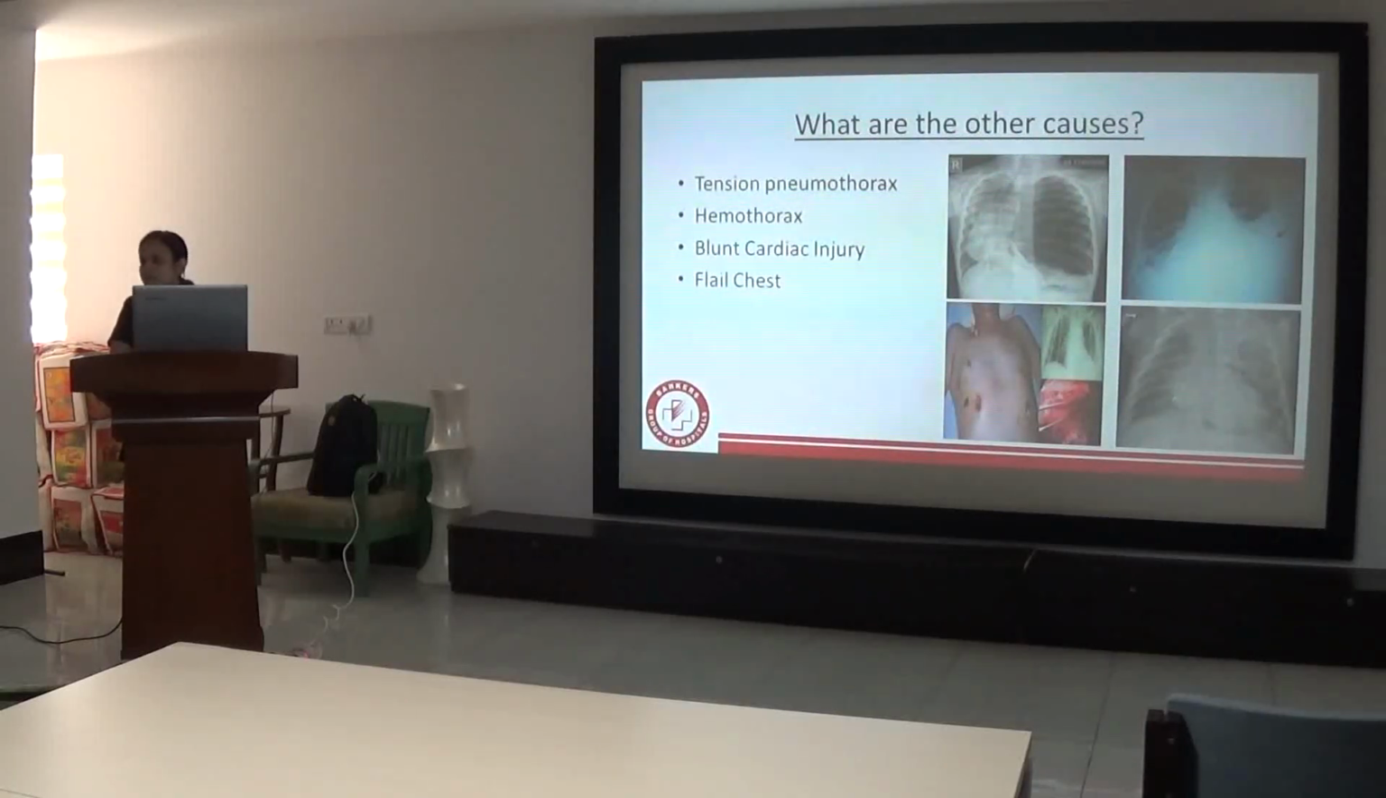And definitely अगर किसी को multiple rib fractures है तो flail chest हो सकता है. Why identifying flail chest is important? क्योंकि फिर हमें उसको immobilize करना पड़ेगा. You need to call the surgeon, cardiovascular thoracic surgeon, and immobilize that sector.